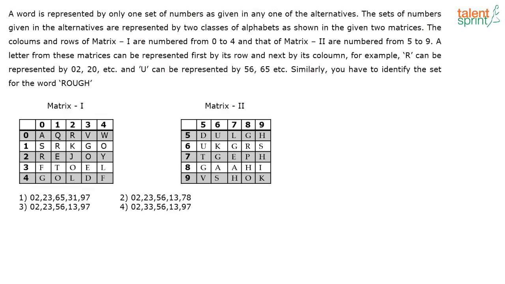See, this type of question seems to be repeating in all the papers. If you have noticed, same type, where they are giving you 2 matrices, and using a corresponding row and column value, you take an alphabet, you represent an alphabet using that, and they ask you what is the set of numbers that you will use for a particular word. That is, let's say rough. What are the set of numbers that you use to represent the word?